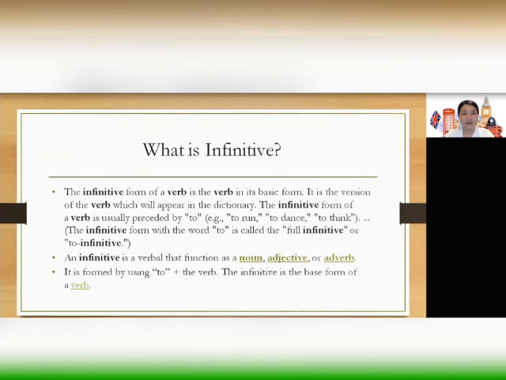Now, what is infinitive? The infinitive form of a verb is the verb in its basic form. It is a version of the verb which will appear in the dictionary. The infinitive form of a verb is usually preceded by to. For example, to run, to dance, to think. The infinitive form with the word to is called the full infinitive or to infinitive. And also an infinitive is a verb that functions as a noun, adjective, or adverb.